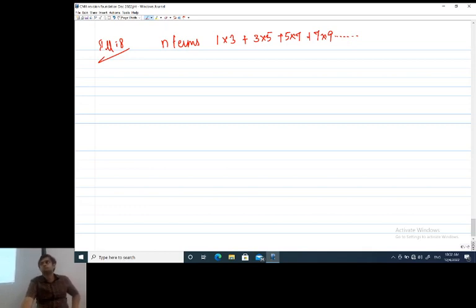This is going to be a tricky one. Now let us first try to convert it blatantly. 1 3s are 3, 3 5s are 15, 5 7s are 35, 7 9s are 63. Is this an AP? This is not an AP. Next, the difference of the difference.